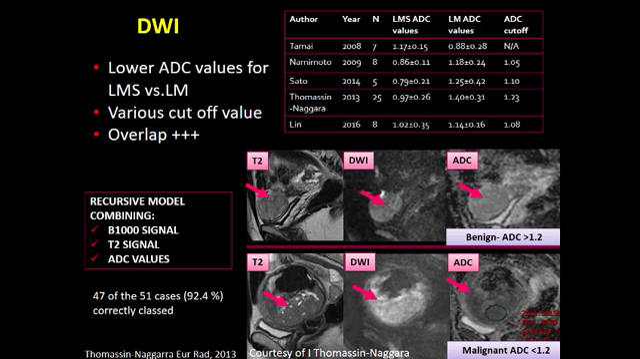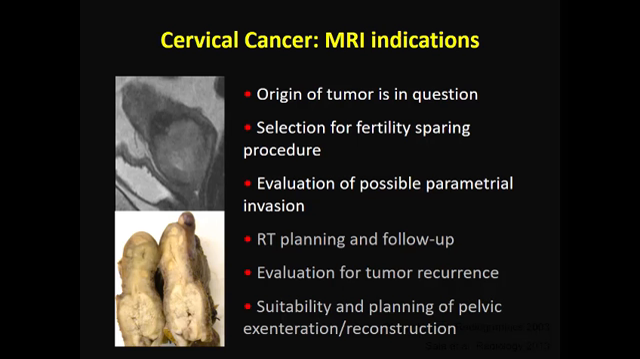Diffusion, there has been some recent work there. The problem is there is always overlap in the ADC values. So I think we need to do a little bit more work on diffusion in order to actually use it effectively for this purpose. Just moving to the last part on cervical cancer, what are the MRI indications?